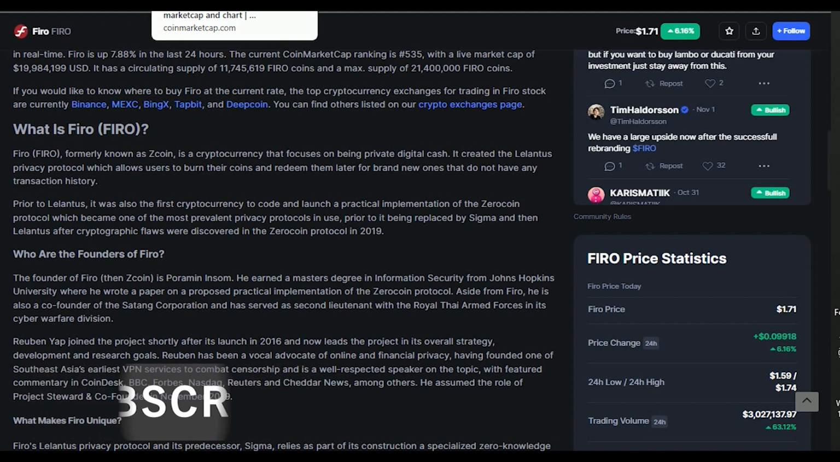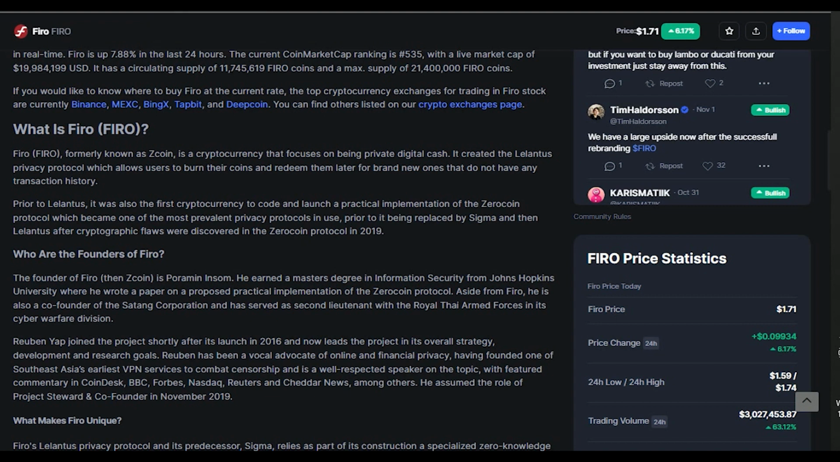Prior to Lelantus, it was also the first cryptocurrency to code and launch a practical implementation of the Zerocoin protocol, which became one of the most prevalent privacy protocols in use, prior to it being replaced by Sigma and then Lelantus after cryptographic flaws were discovered in the Zerocoin protocol in 2019.